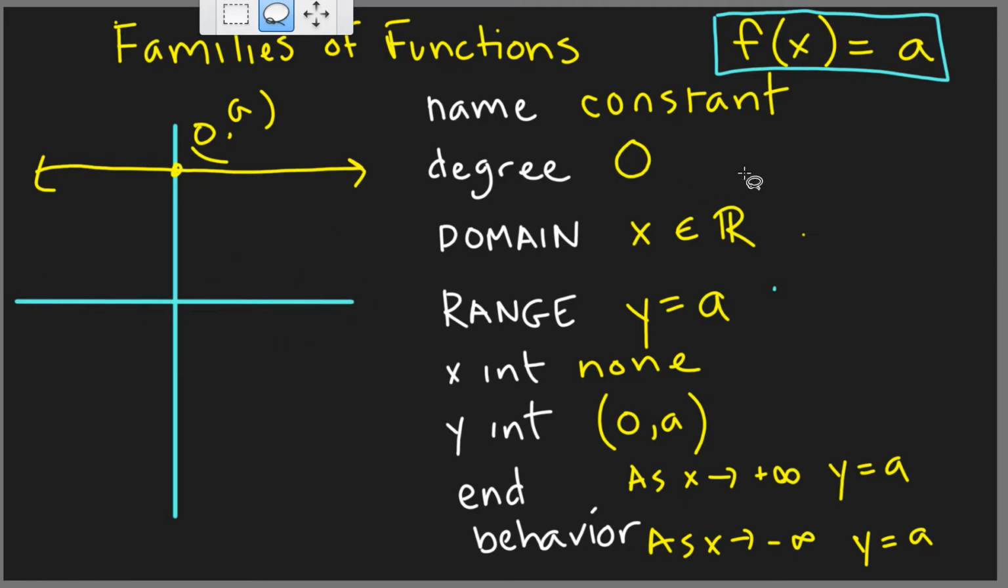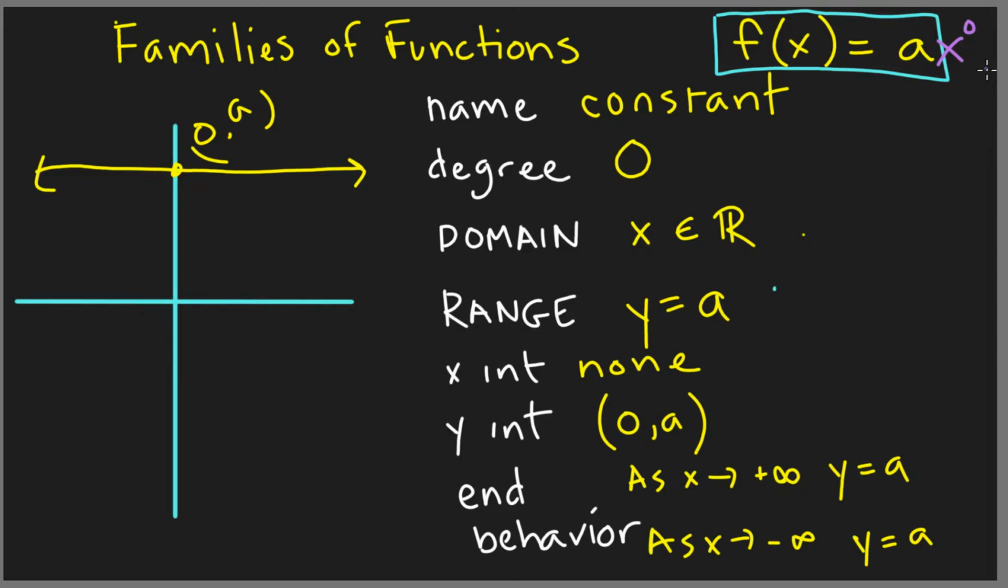So when we look at f of x is equal to a, the name of the function is going to be constant. This has a degree that's equal to 0. Imagine that you've got an x to the 0 power here. Remember that x to the 0 power is equal to 1. So it doesn't need to be there, 1 times a, but that's where we get the degree equal to 0. My domain, you can see that we can plug in any x. The function's going to return a. So my domain is x is a member of the set of all real numbers. My range, the only possible y value that it's going to return is going to be a.